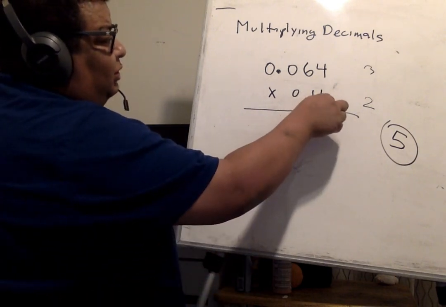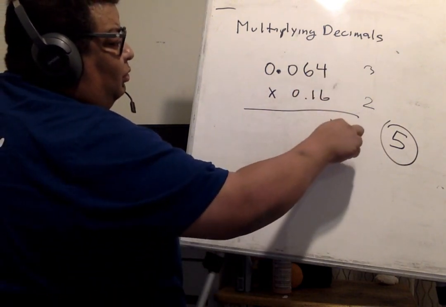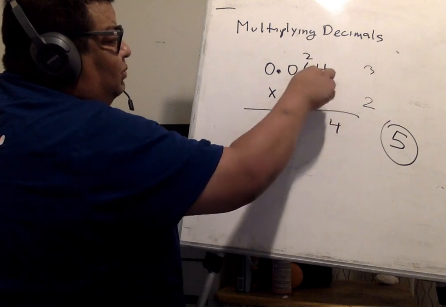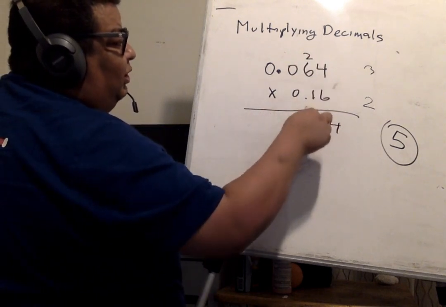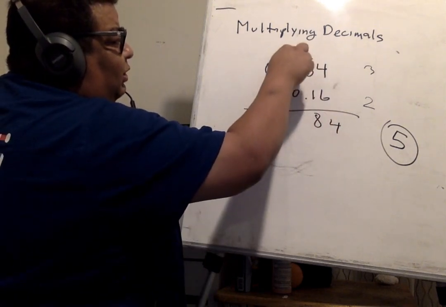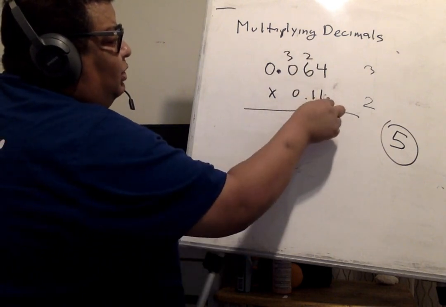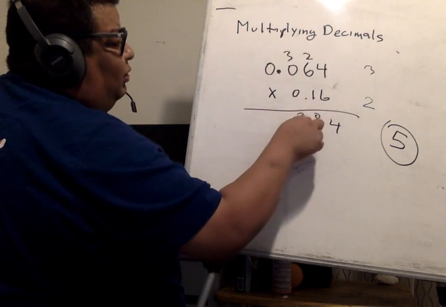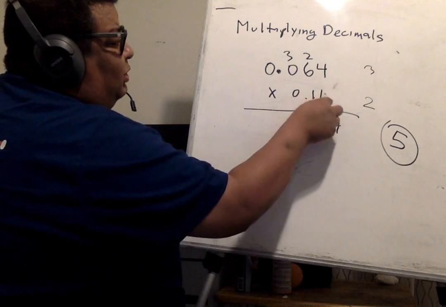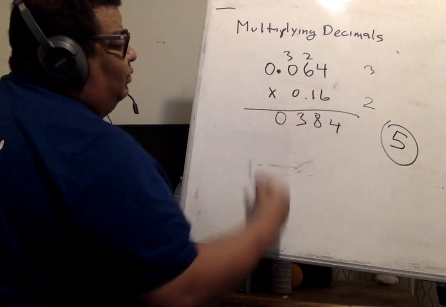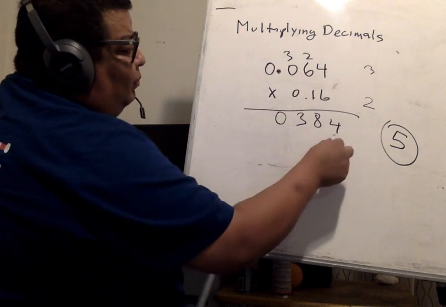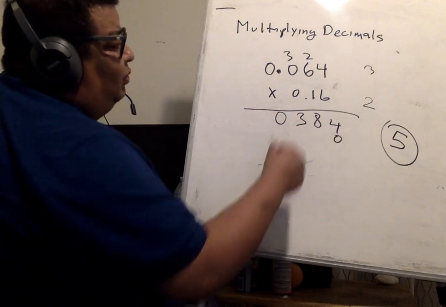We start. 6 times 4, 24. Carry 2. 6 times 6, 36 plus 2, 38. Carry 3. 6 times 0, 0 plus 3, 3. 6 times 0, 0. Put a 0, second row.